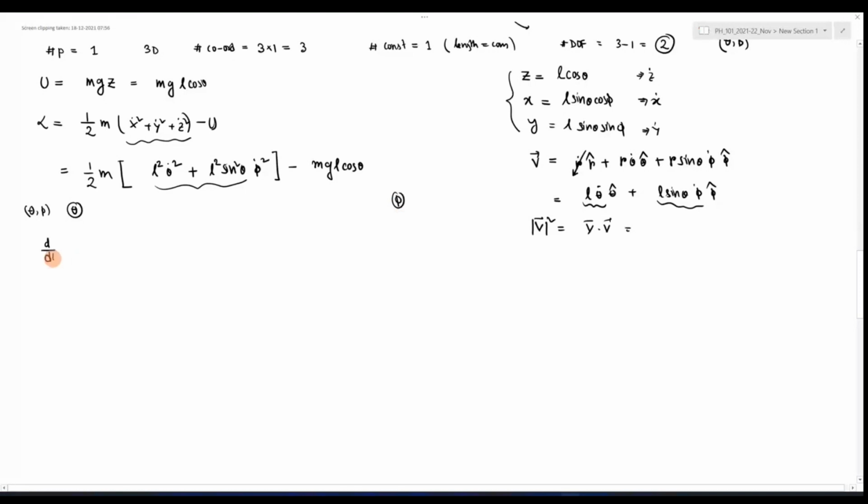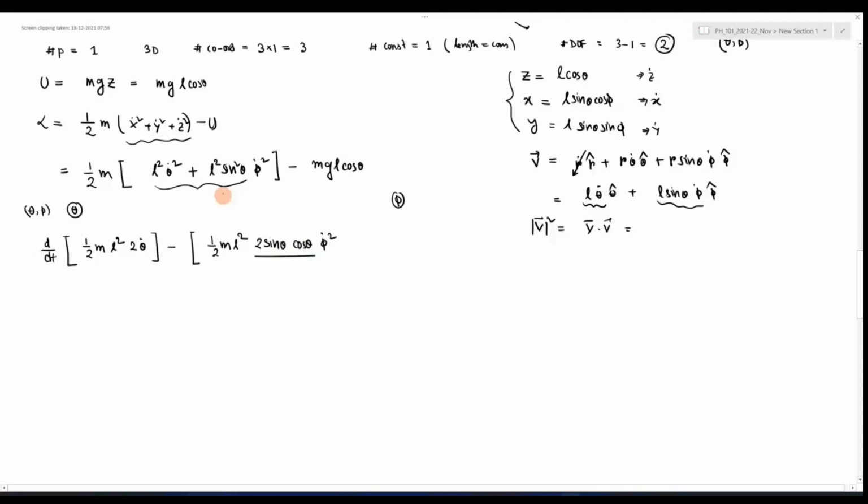d/dt of dL/d theta dot. Half m, theta dot is only here, nothing else, so it will simply become m L square theta dot. This part is done. Minus dL/d theta. Theta is here and here at two places. So half m L square times the derivative with respect to theta of sin square theta, which will give us 2 sin theta cos theta. Okay, this part is clear.